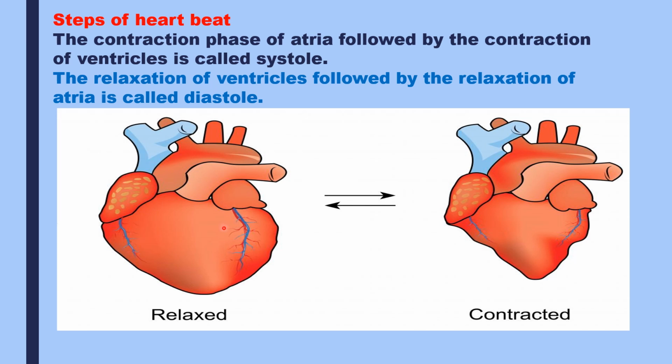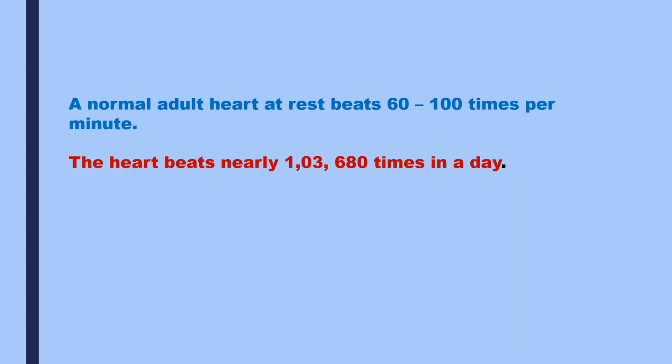This relaxation phase of the atrium and the ventricle is called the diastole. In a normal adult, the heart at rest beats around 60 to 100 times per minute. So in a day, the heart beats nearly 1,03,680 times.